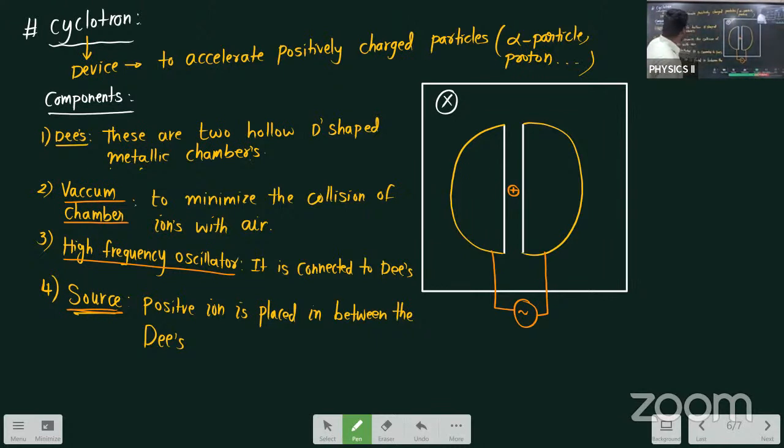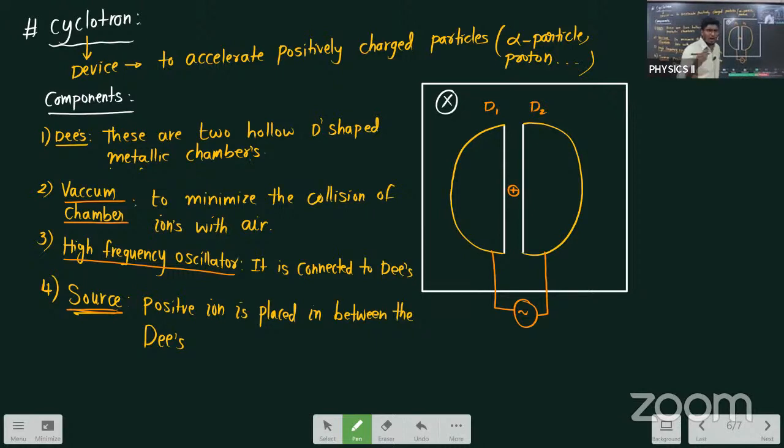Next, what are the Ds? The Ds are nothing but two hollow metallic chambers. Why are we using the vacuum chamber? We are enclosing the entire setup in a vacuum chamber because the ion may collide with the air molecules. In order to minimize that collision, we take the entire setup inside a vacuum chamber. And what is the work of the high frequency oscillator? This is nothing but an alternating voltage. Sometimes it will change the polarities of D1 and D2 to positive or negative based on that particular experiment. Let me name this one as D1. This is chamber D1 and this is chamber D2.